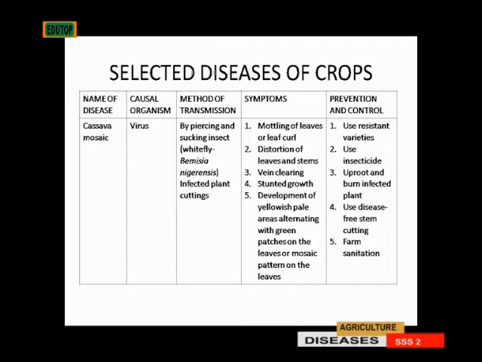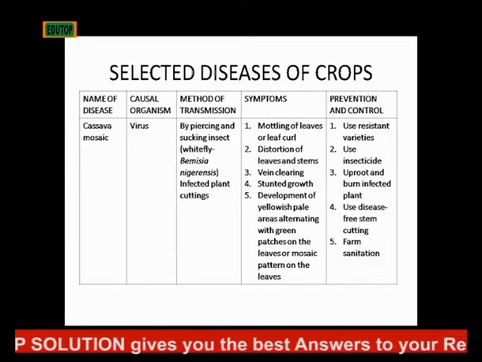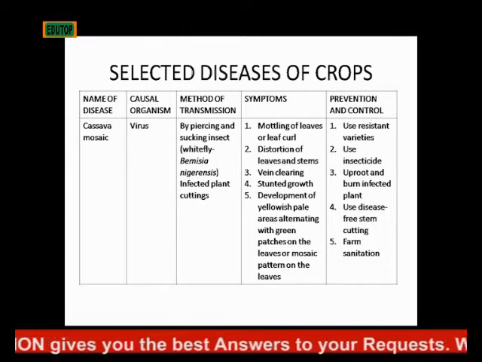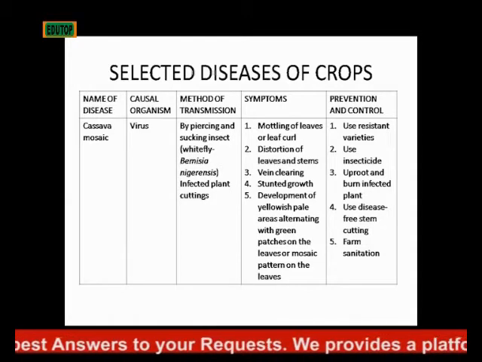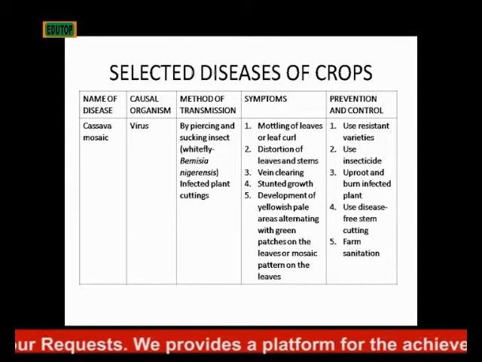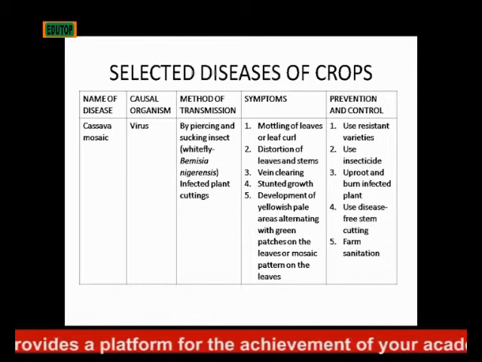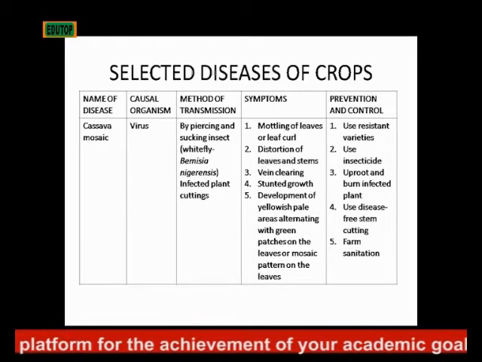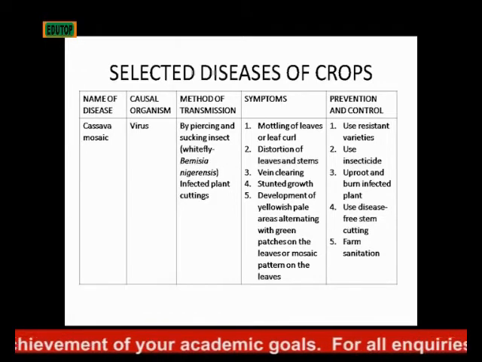The symptoms you see on a cassava that has the mosaic disease: there will be mottling of leaves or the curling of the leaves. Then there will be distortion of leaves and stem. The leaves will be giving way. Then there will be vein clearing, the veins of the leaves will be decolored. It will not be green anymore. It will be changing color, like turning white.